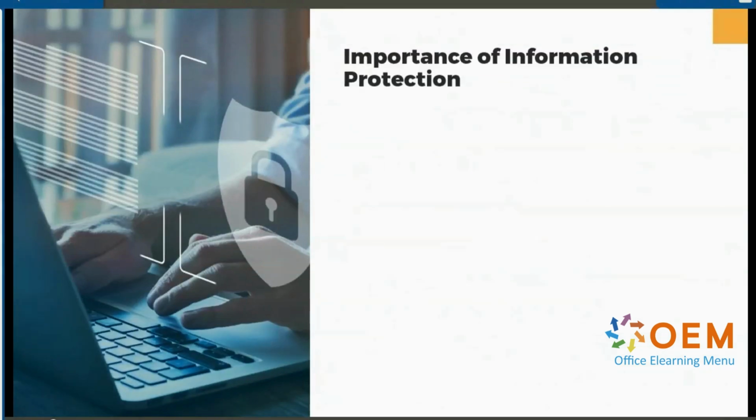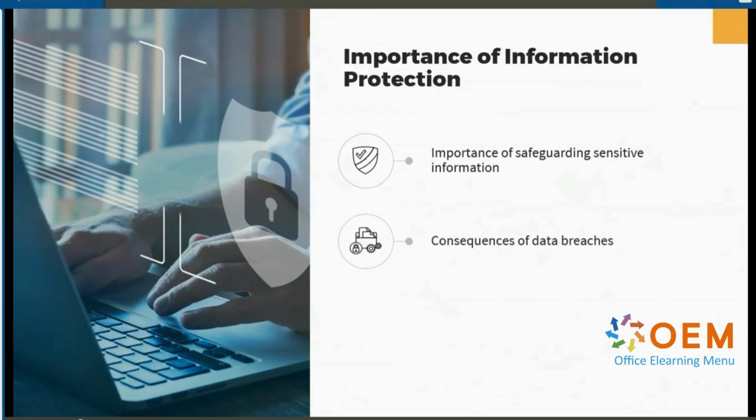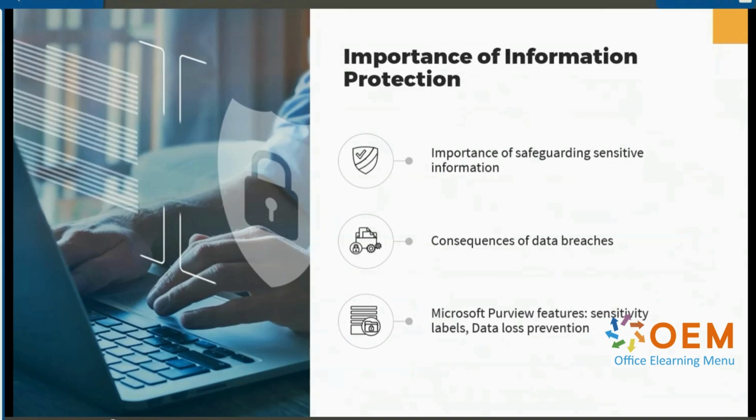In this video, you will learn how to describe Microsoft Purview information protection features such as sensitivity labels and data loss prevention. We'll start by recognizing the importance of safeguarding sensitive information. The consequences of data breaches can include severe financial losses, legal consequences, and damage to an organization's reputation. It's worth noting that information protection is not just a regulatory requirement but a critical business necessity. Microsoft Purview offers a suite of features designed to protect sensitive information and prevent data breaches, and we will explore these in detail.